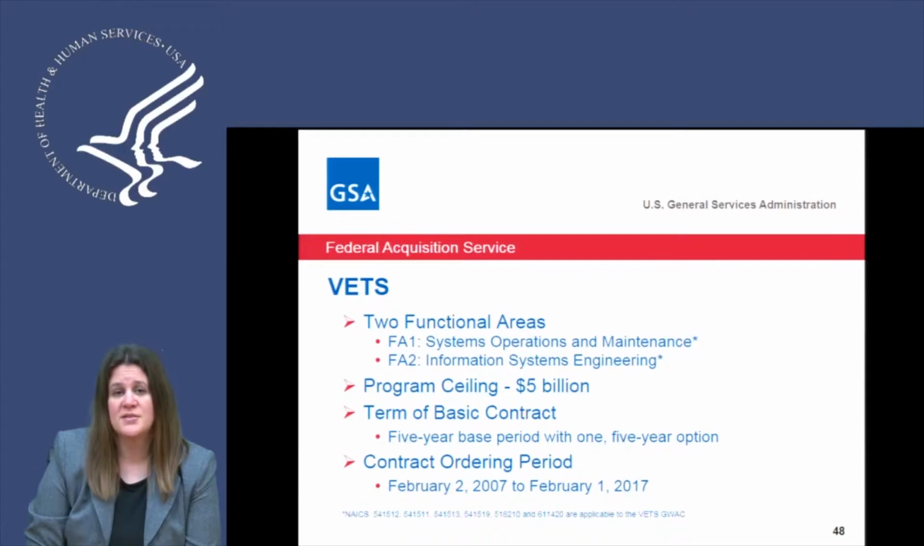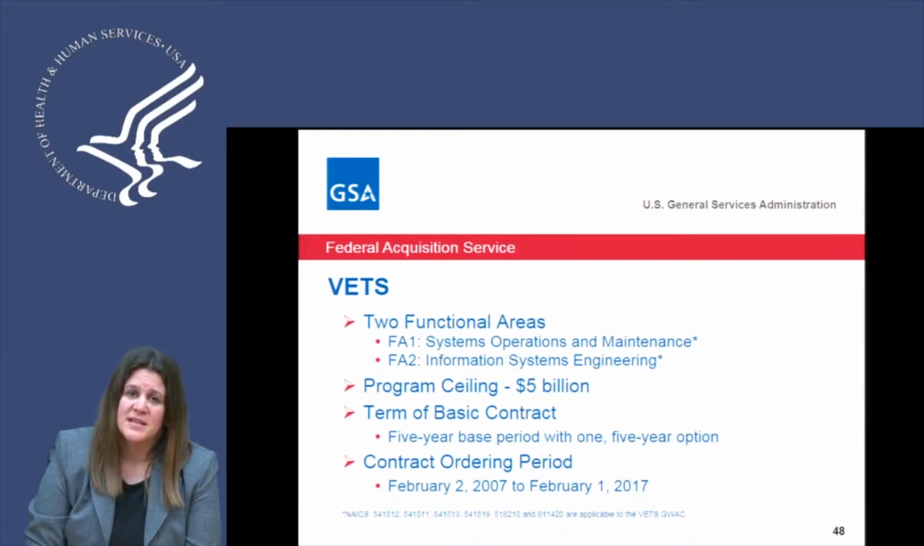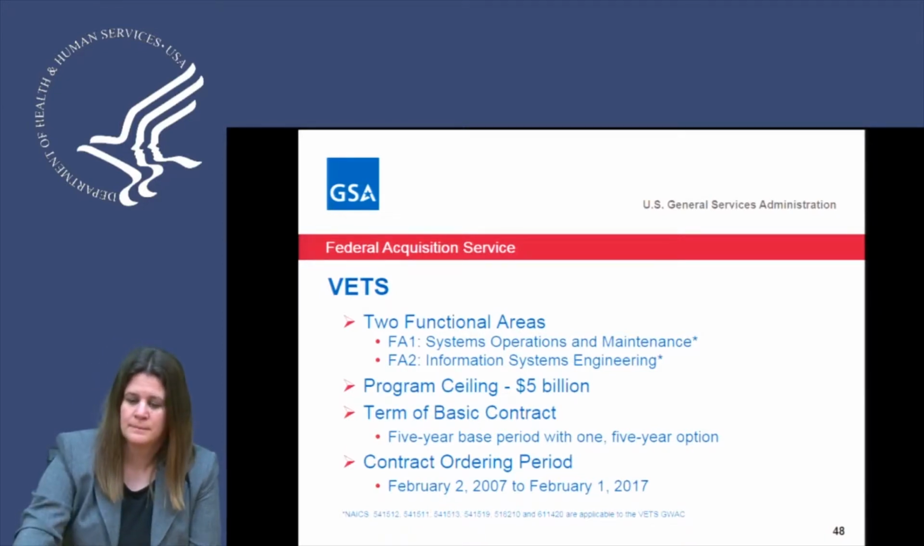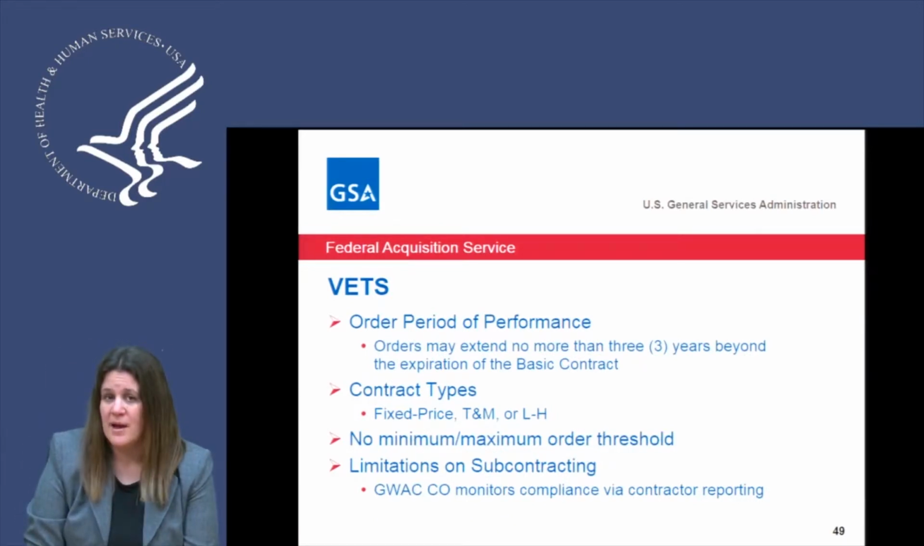The program ceiling for the VETS GWAC is $5 billion, and that includes all task orders issued on the contract. And it has a 5-year base with a 5-year option. We are currently in the 5-year option period, so tasks can actually be issued on the contract through February of 2017, with those task performance completing through February of 2020. Contract types include fixed price, time and materials, and labor hour. There are no minimum or maximum order thresholds on the VETS GWAC.